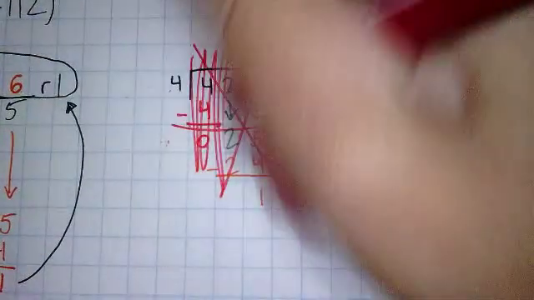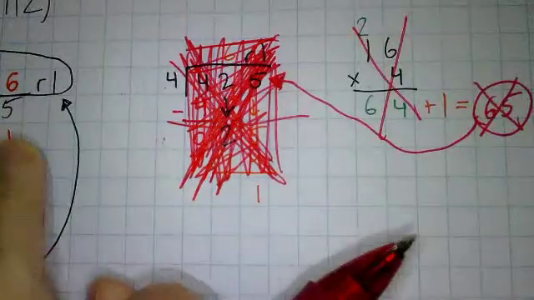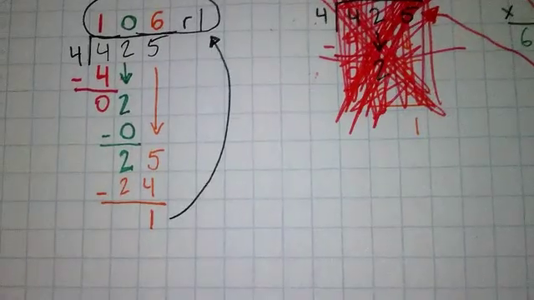So if you wrote it down, make sure you cross it out really well. We don't want to do that. If we do that, we get the wrong answer. Let's check this one over here and see if we did this one right.